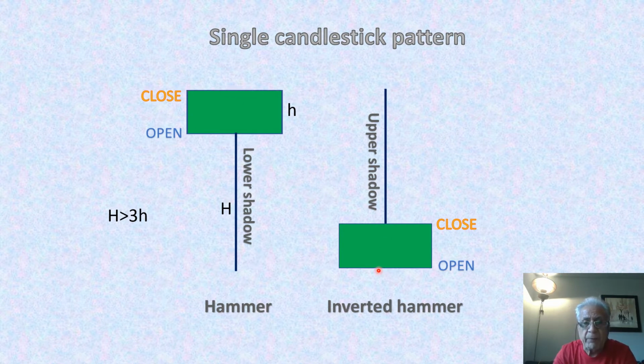The inverted hammer, the price opens at this point. The price goes up because of the buyers in the market, and finally it is rejected by the selling power. And the sellers push the price down all the way till here, and the price closes here. These two can have green or red color, and it usually comes at the end of a downward trend. If the color is green, it indicates more power of the trend.